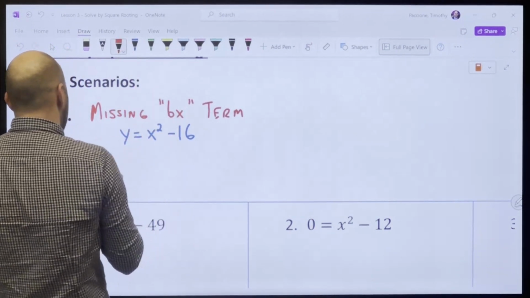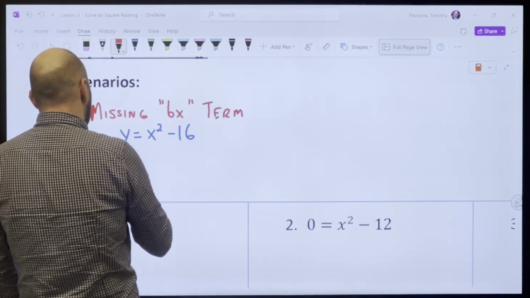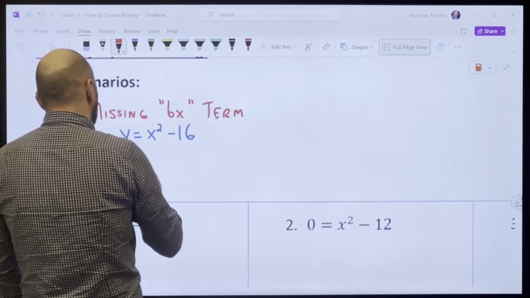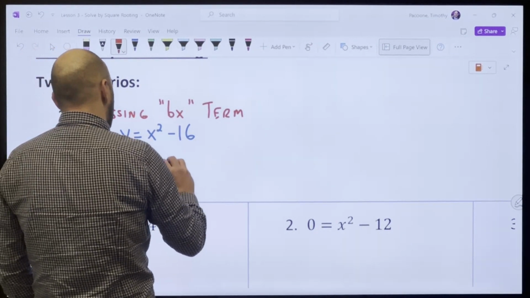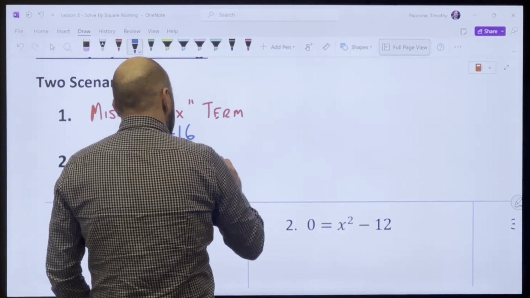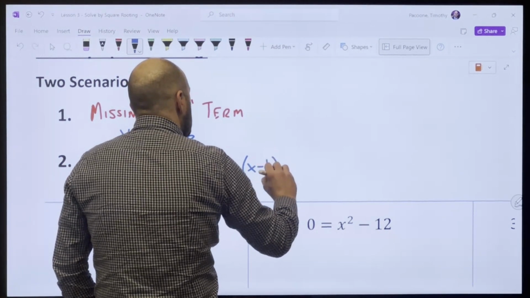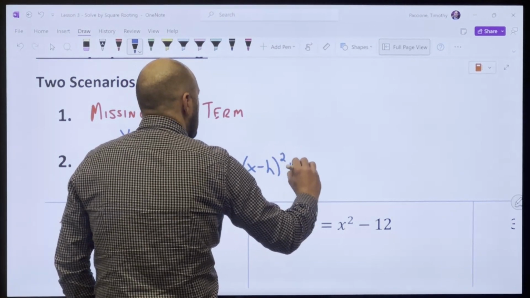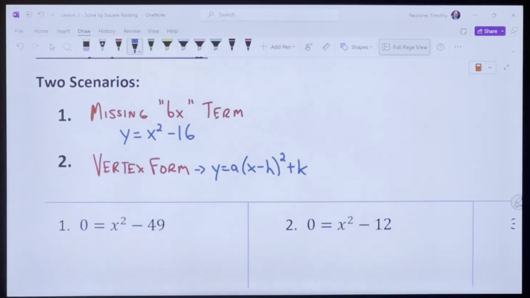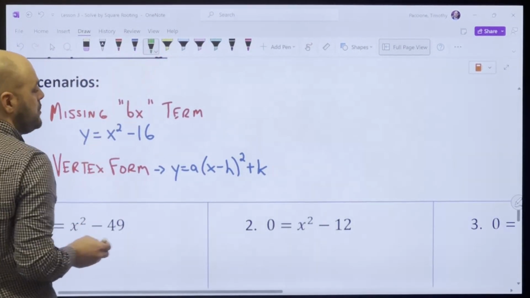The other situation where you would solve using square roots is if you have vertex form. Which of course is y equals a times x minus h squared plus k, right? Those are your two times where you could solve using square roots, and you want to be able to recognize when you have those situations.